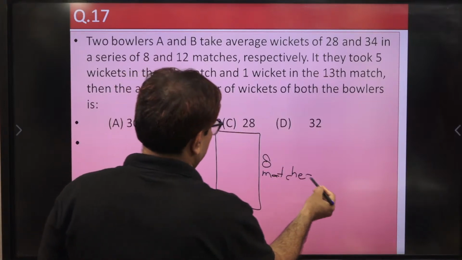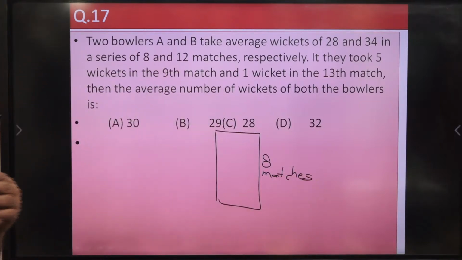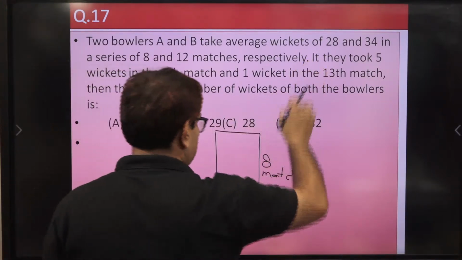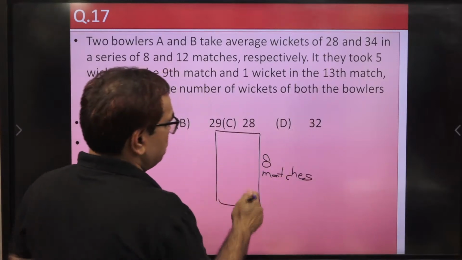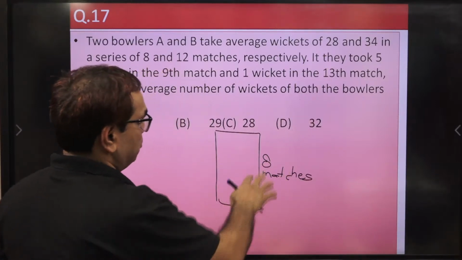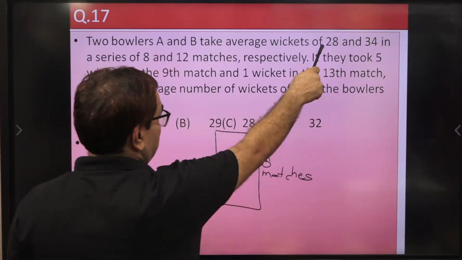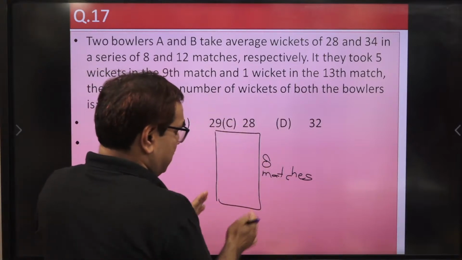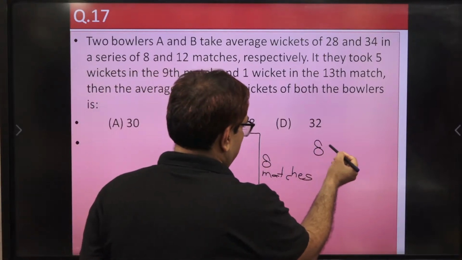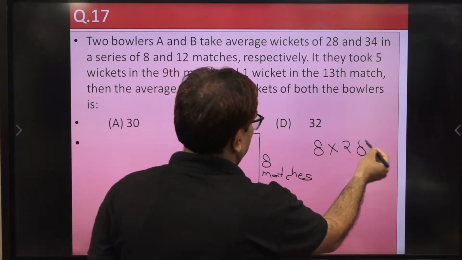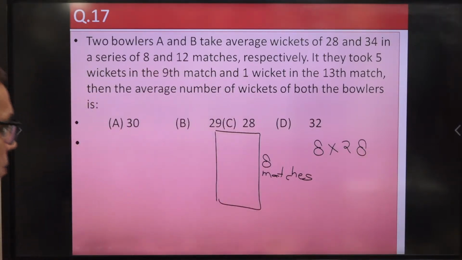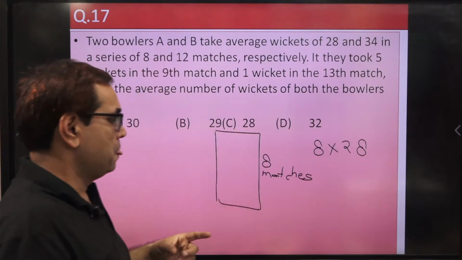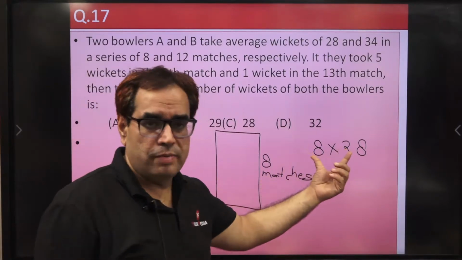And the average wicket of A and B both was 28. Average wicket means wickets per match. So they both took combinedly total 28 wickets per match. So during these 8 matches, total number of wickets taken is equal to what? 8 multiplied by 28. This is total number of wickets taken by them because 28 is the average per match in this 8 match series.